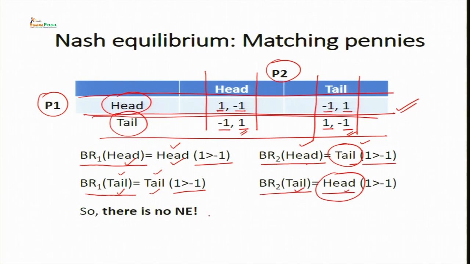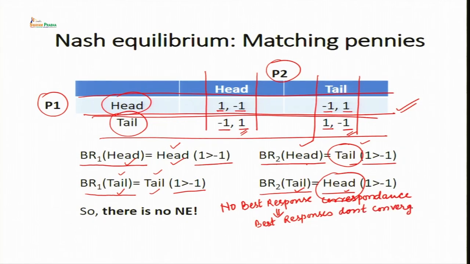So, we see clearly there is no best response correspondence. That simply means best responses don't converge. This clearly says that there is no Nash equilibrium. So, there are certain games where there is no Nash equilibrium, to be more precise, in pure strategies. What we are dealing with right now is pure strategies.